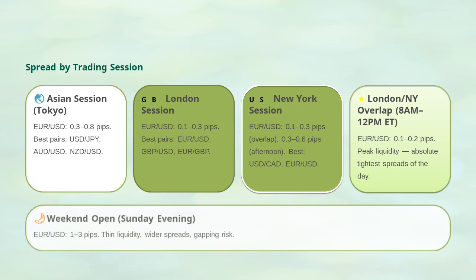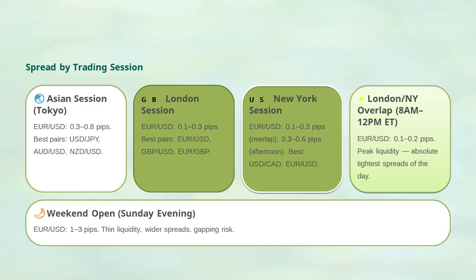The weekend open, Sunday evening, is the worst time for spreads. Liquidity is thin, and spreads can be 1 to 3 pips or more on majors. Many experienced traders avoid trading during this period.